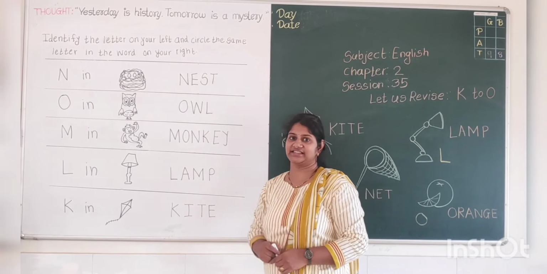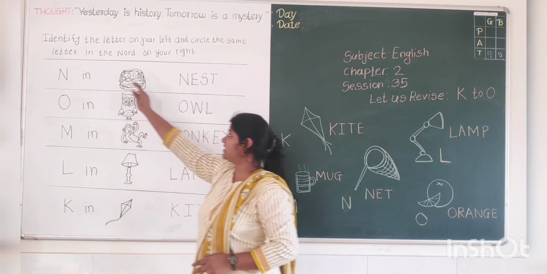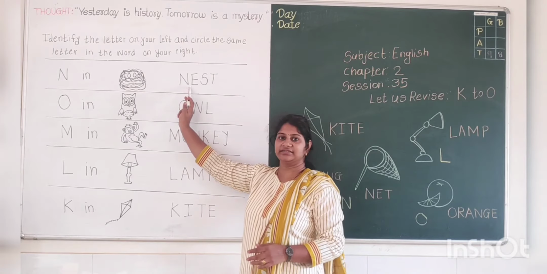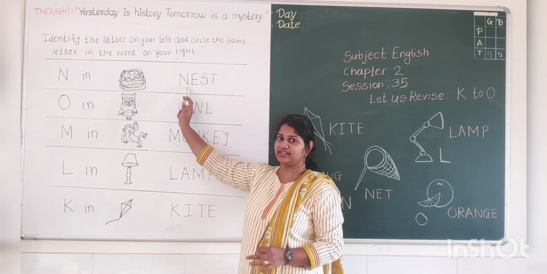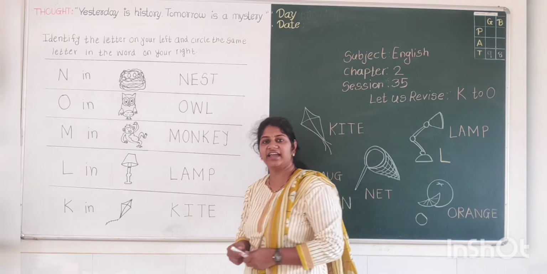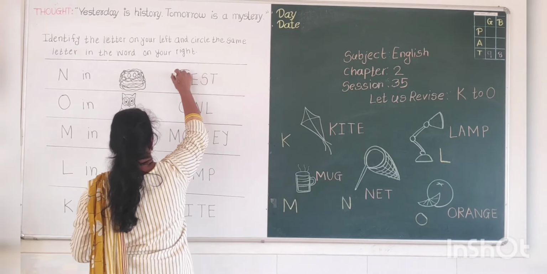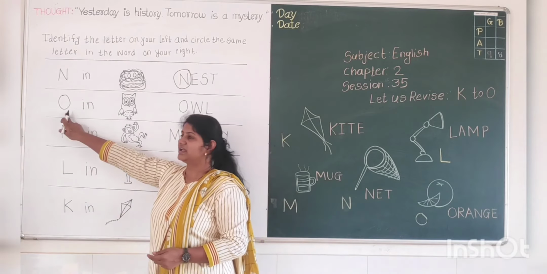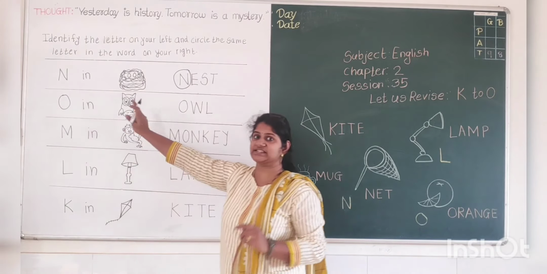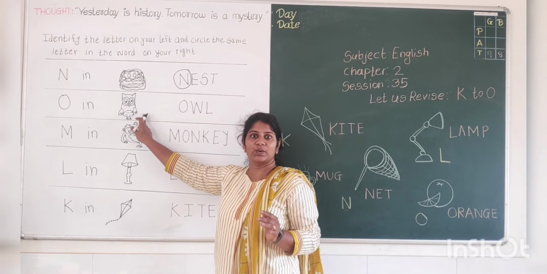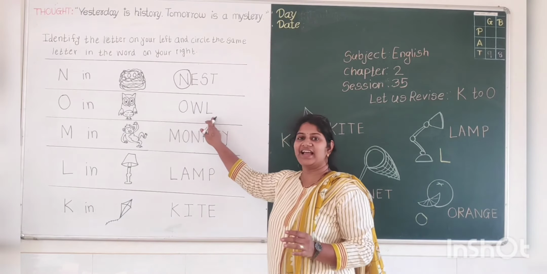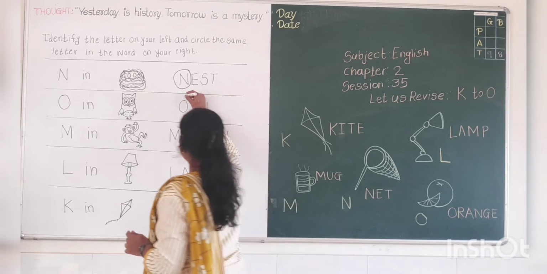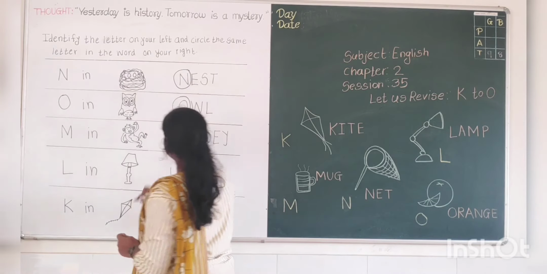N-E-S-T, nest. Like this letter, can you see here? Tell me, which letter is letter N? Which is the letter N? Yes, this is letter N. So, I am going to circle here. Okay? Next. O. O says O. O for owl. O-W-L. Owl. This is letter O. So, I am going to circle here.